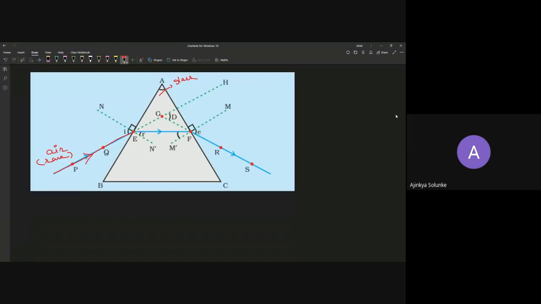Okay, and what about glass? Glass is a dense material, right? Glass is very much dense. Okay, so the light is traveling from rarer to denser. According to our information, does it bend towards the normal or away from the normal then? If it is traveling from rare to dense.